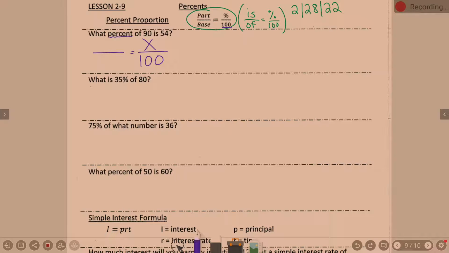So if it says what percent of 90 is 54, what is the base? What is the whole piece there? The 90. I can't say that it's always the bigger number. It is more than likely a bigger number. But it is the piece you're comparing out of. So I'm going to put 90 on bottom. And then the part. So what are we trying to find here? It's what percent of 90 is 54. So we're trying to find what percentage that 54 is.